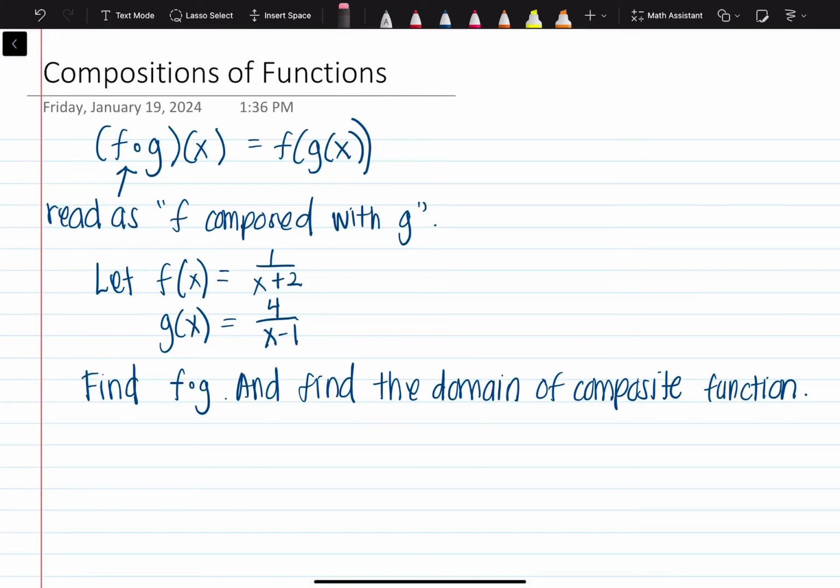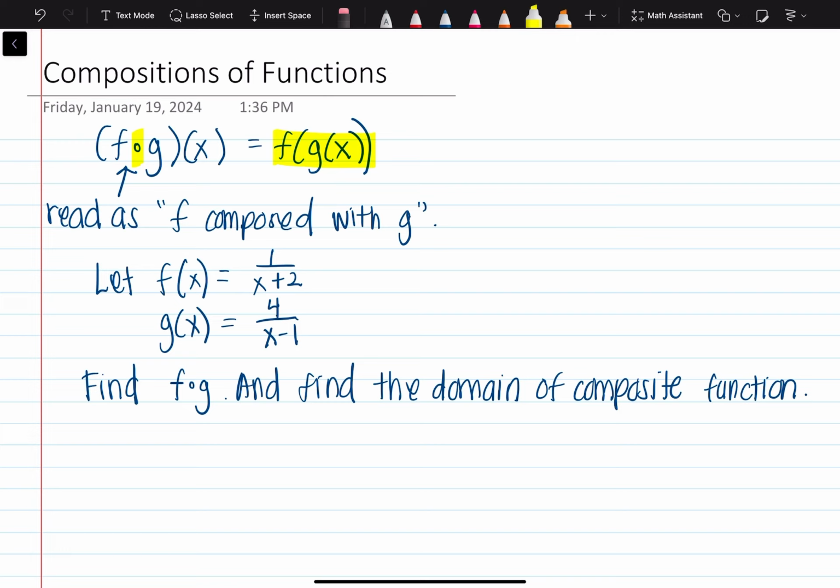Hey everyone, so today we're going to learn how to take the composition of functions. Just like adding, subtracting, multiplying and dividing functions, you can also take the composition of functions, which is denoted by this symbol right there. It's an open circle. The biggest thing is to make sure not to confuse it with the multiplication sign. So f composed with g of x is defined to be f of g of x.